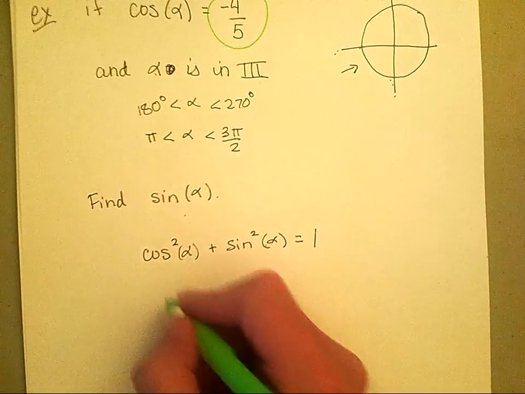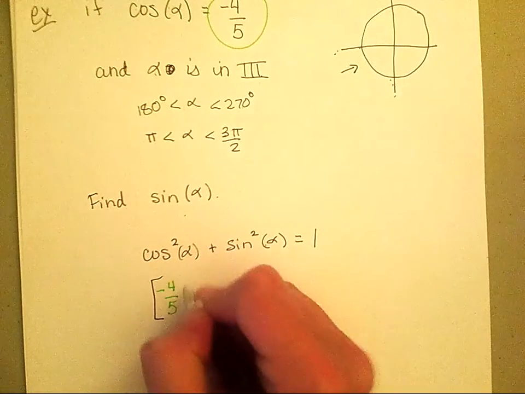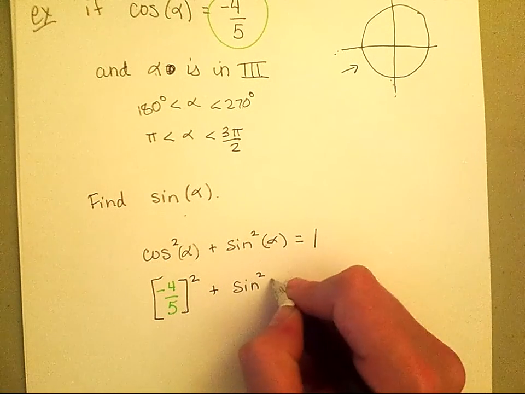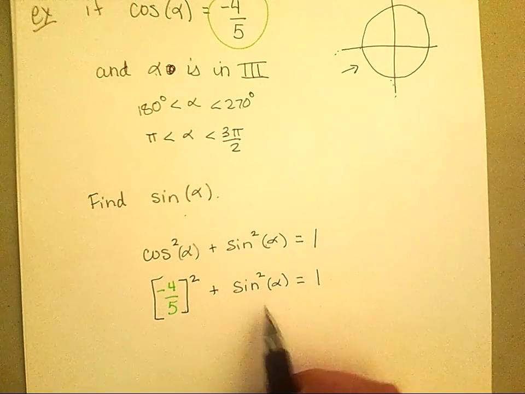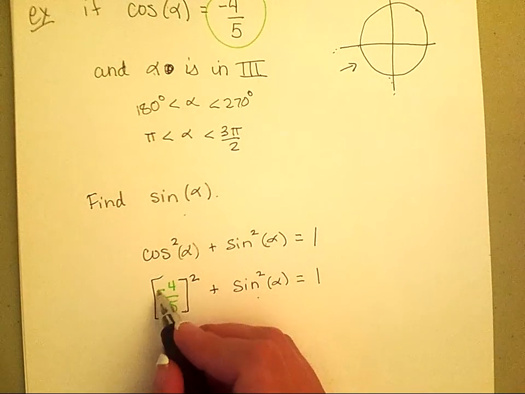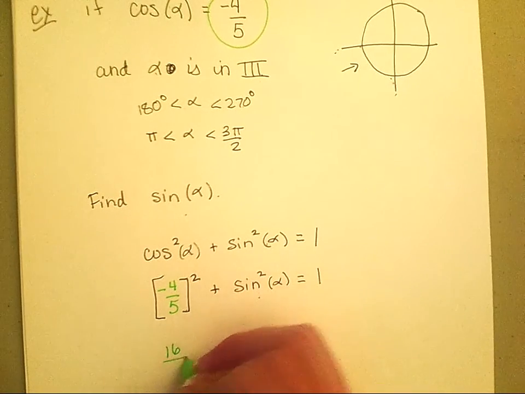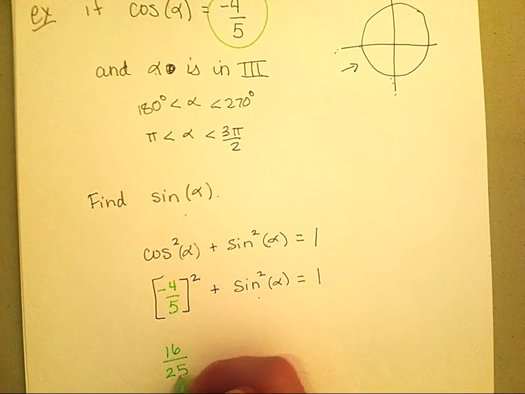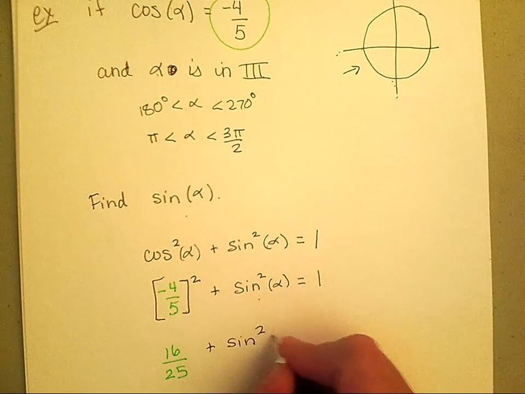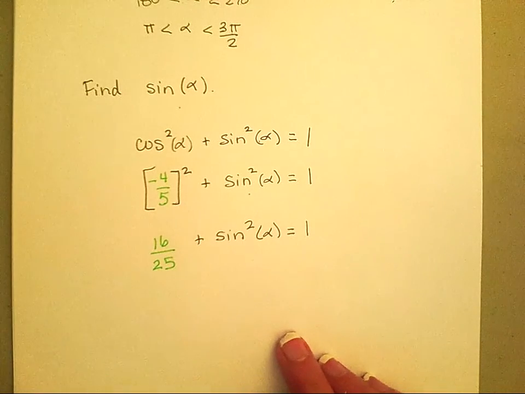But what is cosine of alpha? It's negative 4/5. So negative 4/5 is alpha, and remember that notation says we're going to square it, plus sine squared of alpha equals 1. So this is what I'm looking for. Well, I'm looking for sine. Okay, so let's square this. Negative 4 and negative 4 become positive 16, and 5 times 5 is 25, plus sine squared of alpha is equal to 1.